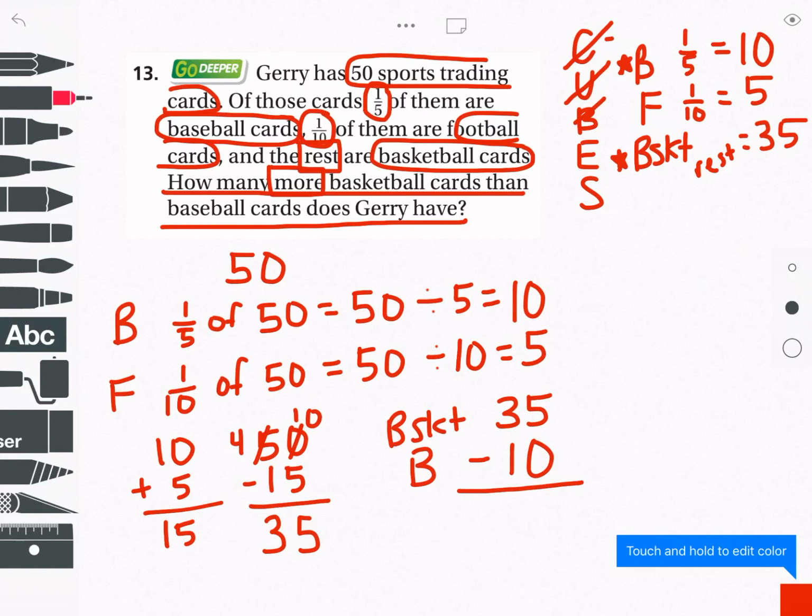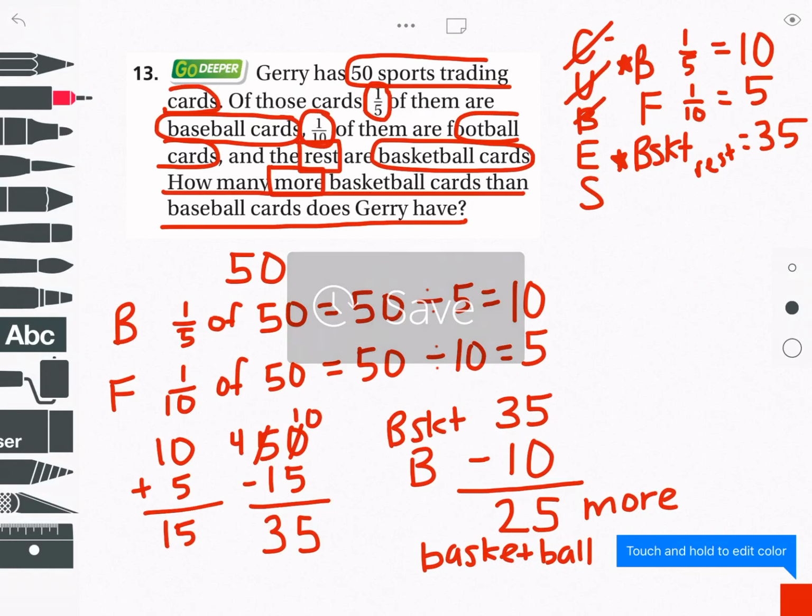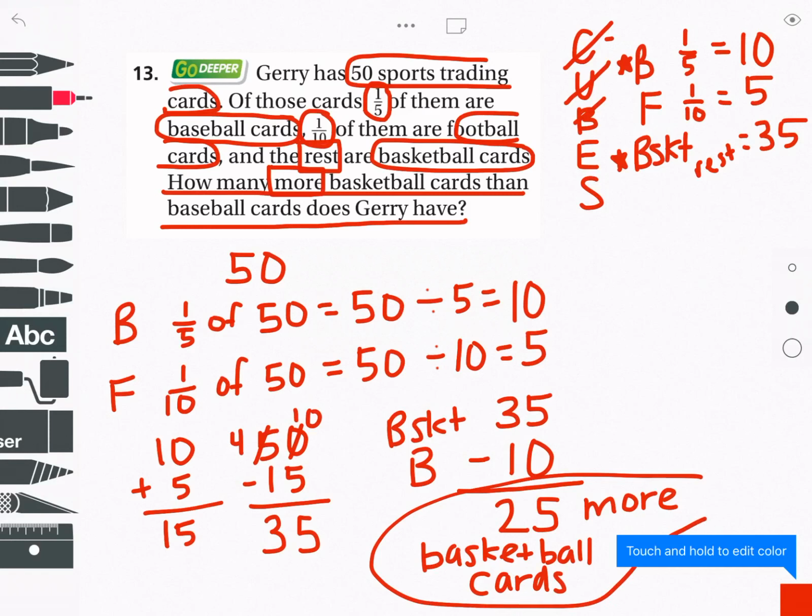When I subtract, I end up with 25 more basketball cards. And because this problem had so many steps, I'm going to make sure my answer is very nice and clear. All right. Keep up the good work, guys.